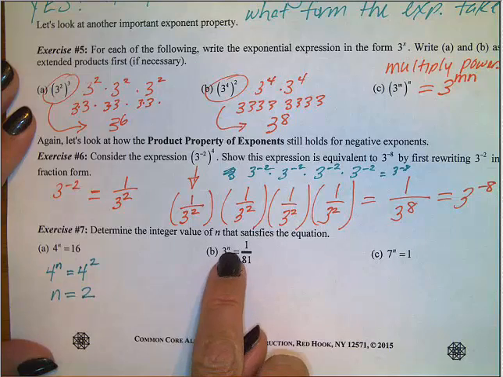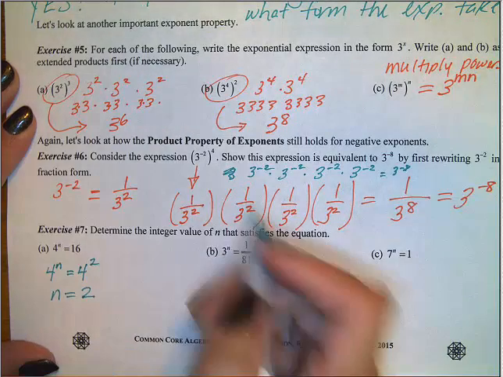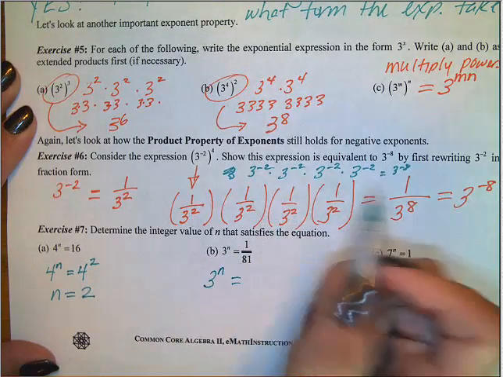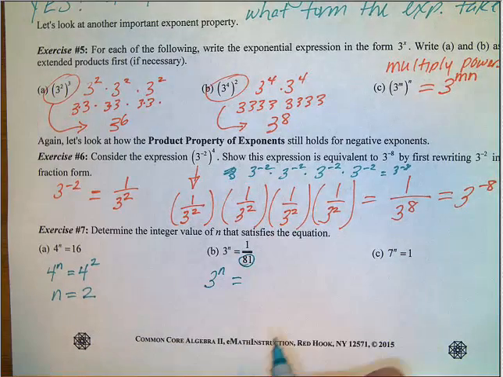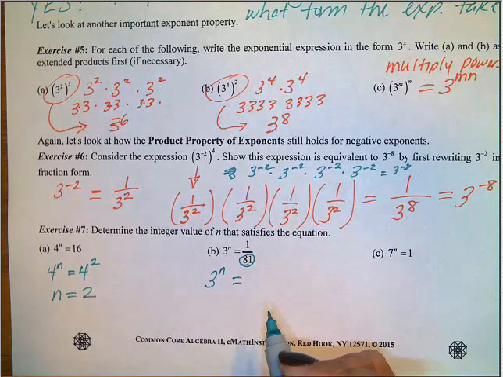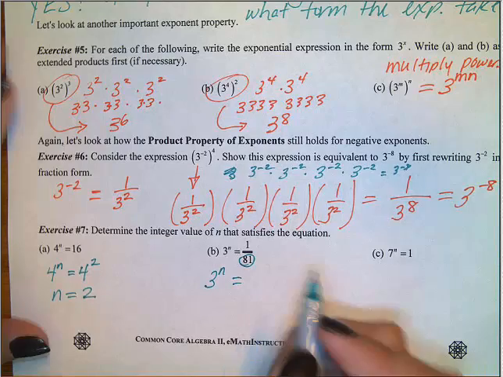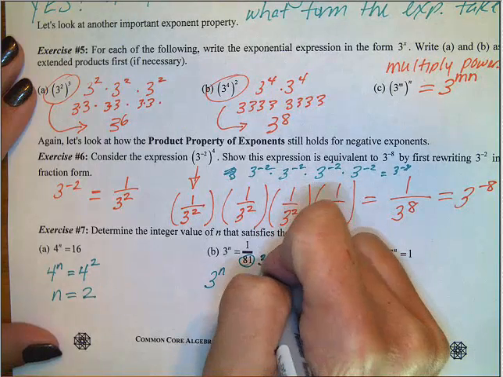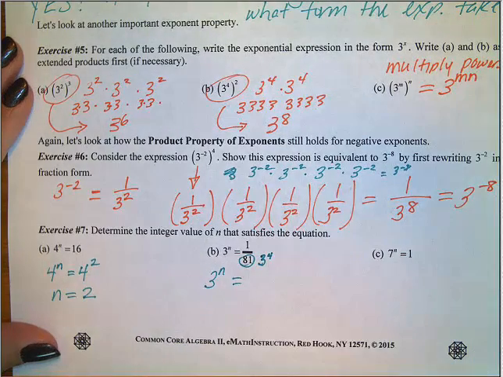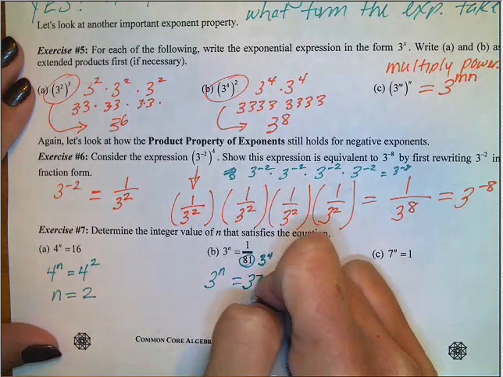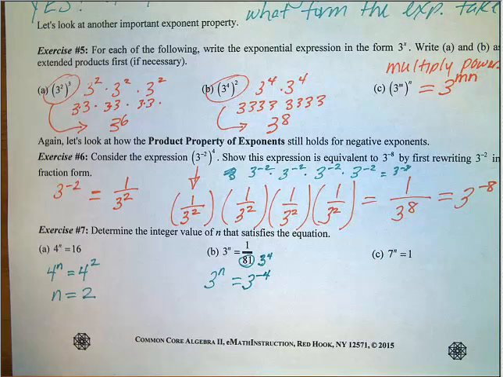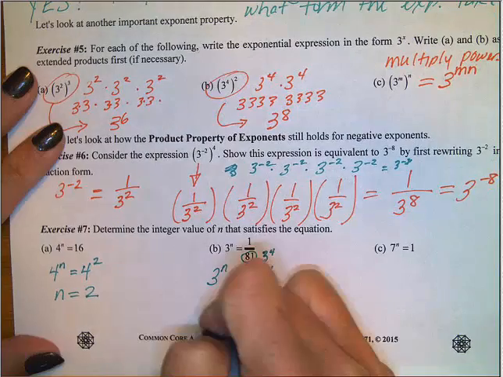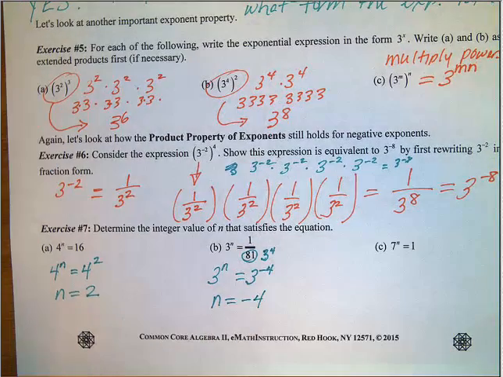Ooh, this one's a hard one. 3 to the n equals 1 over 81. So 3 to the n equals, well, 81. 3 times 3 is 9, times 3 is 27, times 3 is 81. So this is 3 to the 4th. But it's on the bottom, so this becomes negative 4 to get it to the top. So n equals negative 4. Remember, if it's a fraction, that's a negative exponent.